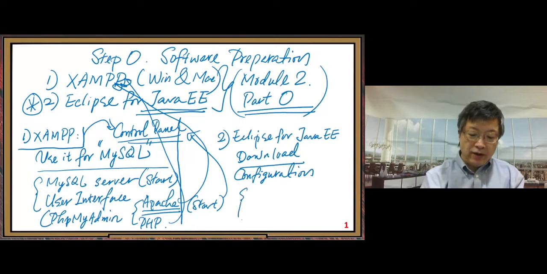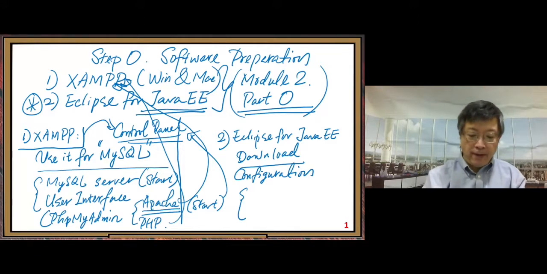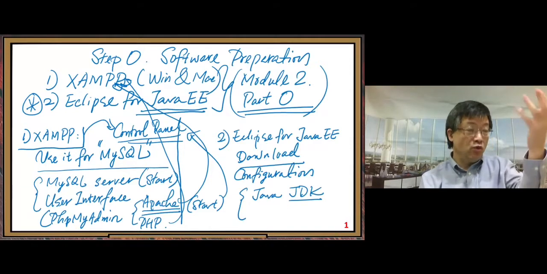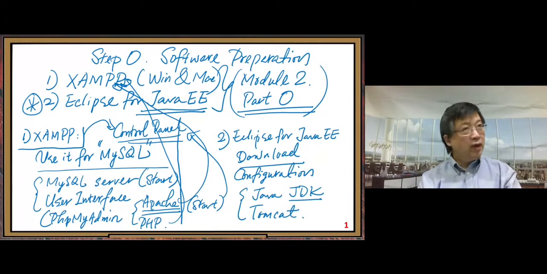Now, for the configuration, you need to configure two things. First, JDK, Java JDK. So you know JDK, right? Java Development Kit. Second, the web server, Tomcat. In the tutorial, I provide the details of the configuration.